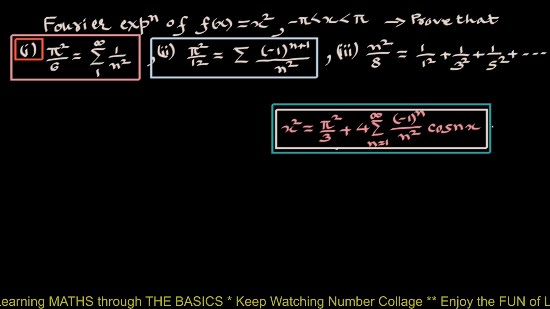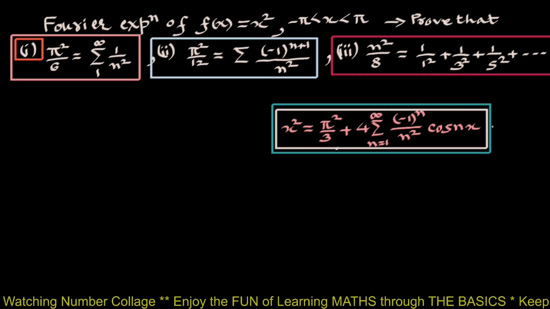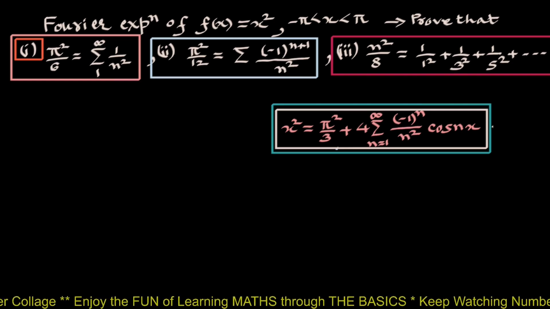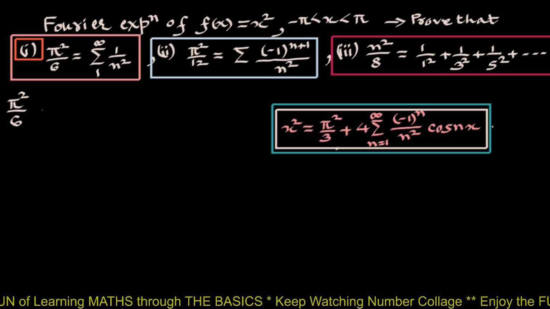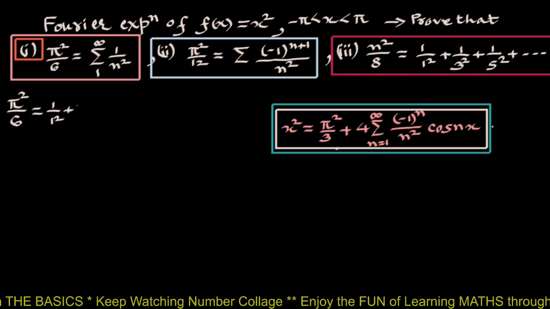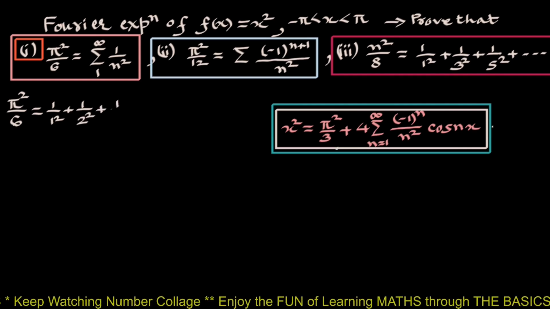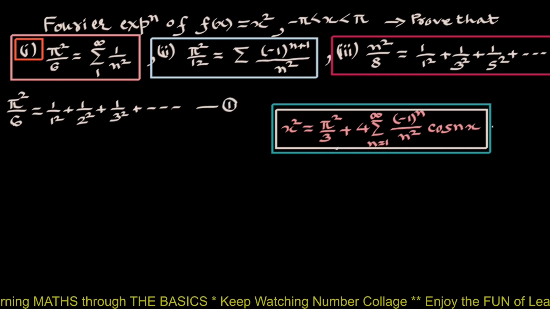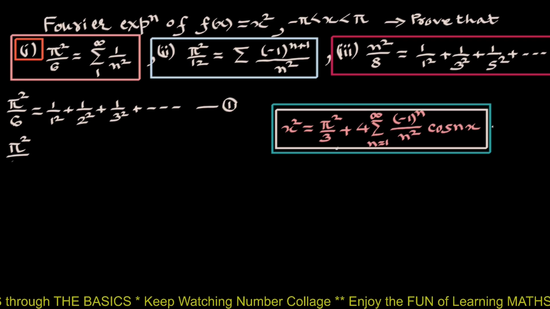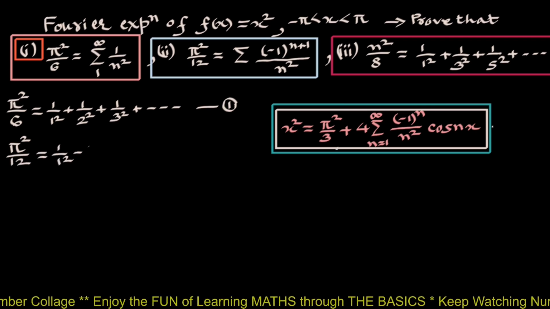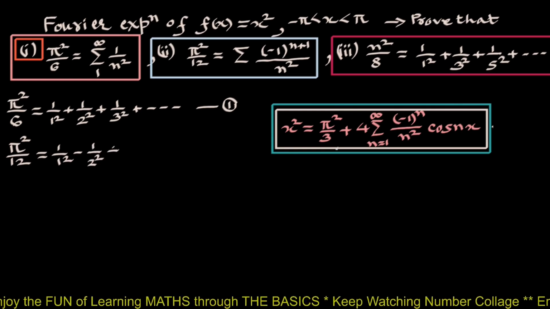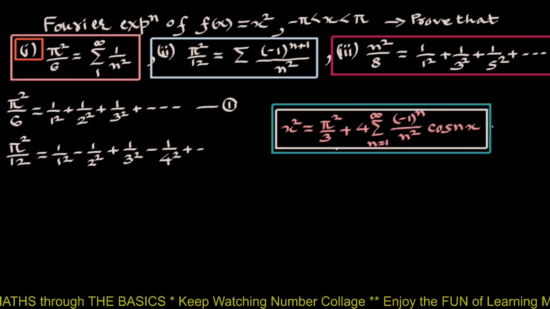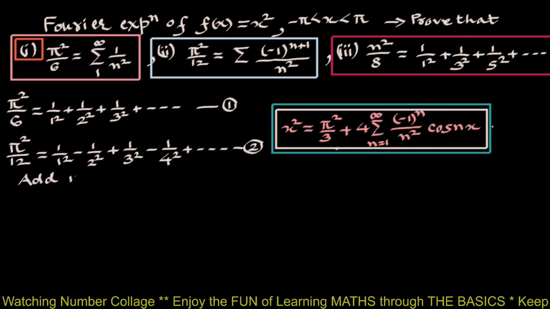In order to prove this third deduction, we will write the first deduction and the second deduction in the expanded form and then add them together. So the first deduction in the expanded form is pi square upon 6 equals 1 upon 1 square plus 1 upon 2 square plus 1 upon 3 square plus so on and so forth. We will name this 1. Second deduction in the expanded form is pi square upon 12 equals 1 upon 1 square minus 1 upon 2 square plus 1 upon 3 square minus 1 upon 4 square plus so on and so forth.